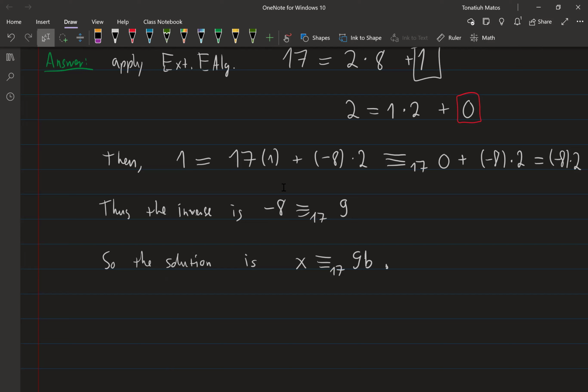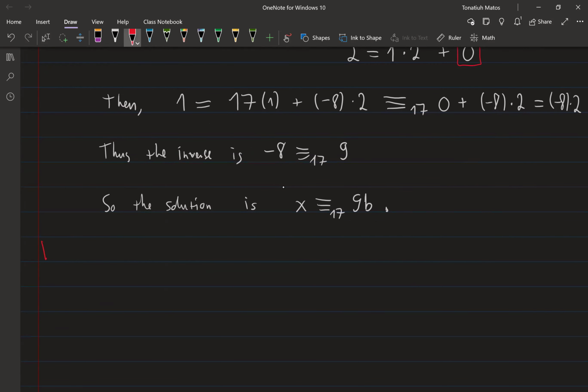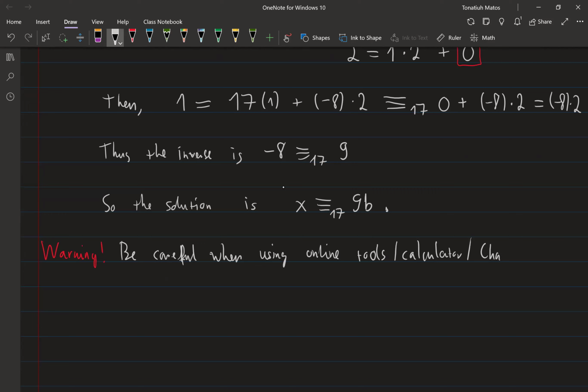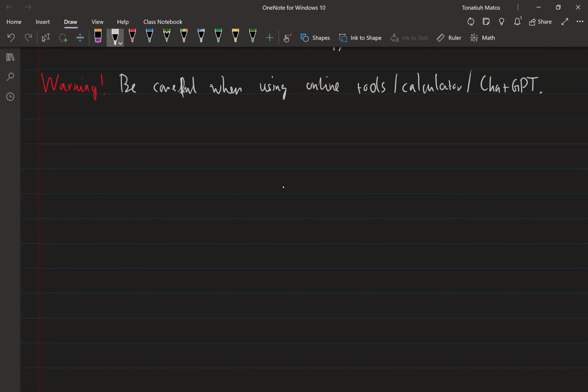Okay, so let me write this in red as a warning. Warning. Be careful when using online tools, calculators, slash ChatGPT. Unless you programmed this yourself and you know what it's doing, like I did with the console a few minutes ago. Here's an example. Okay, so I think this works too.